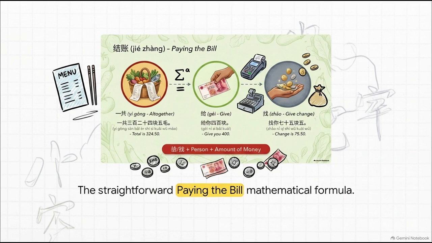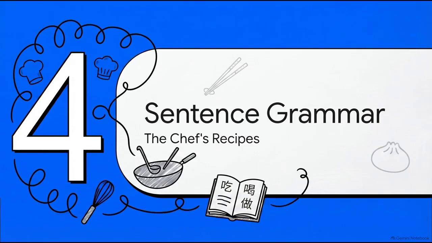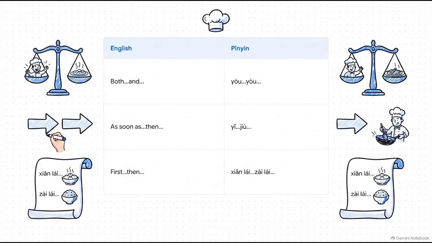Or for the cashier, 交你75块5, meaning give change to you $75.50. It's a structured, logical sentence frame that's incredibly easy to plug your vocabulary into. All right, Section 4, Building Sentences with Grammar, the Chef's Recipes. The source material distills some fairly complex grammar into 3 highly visual recipe-like sentence formulas.